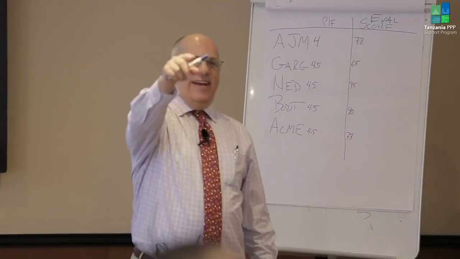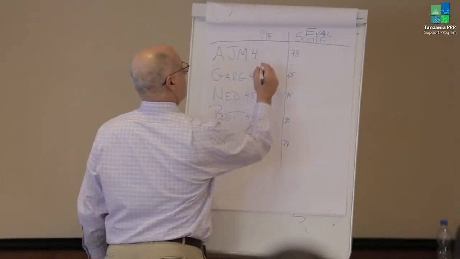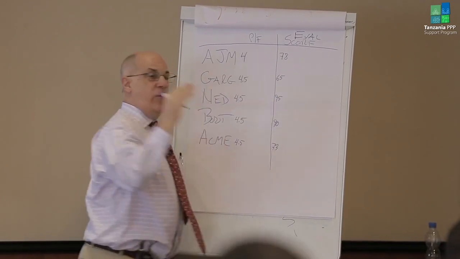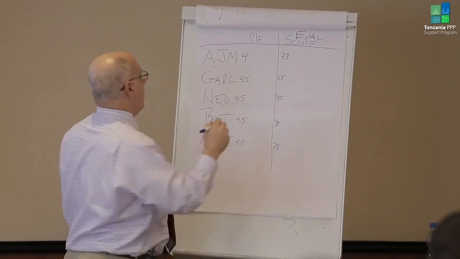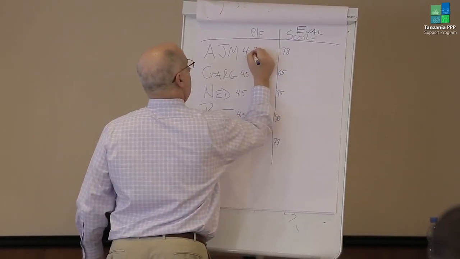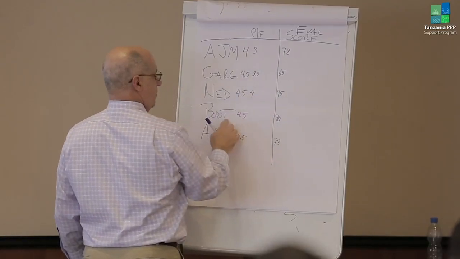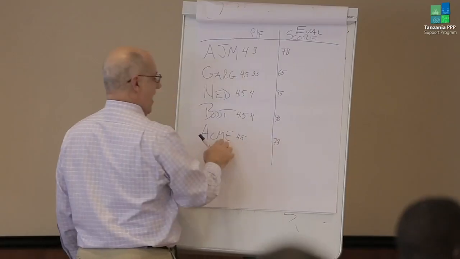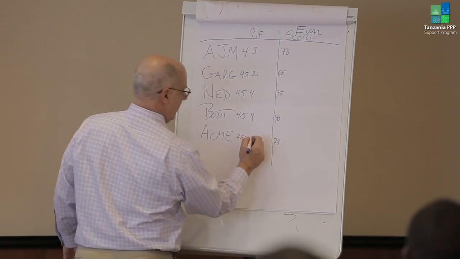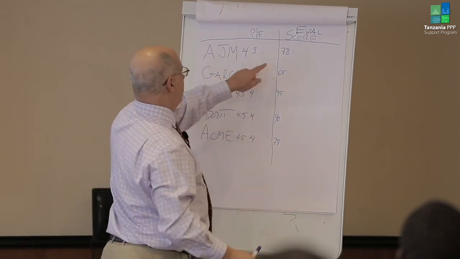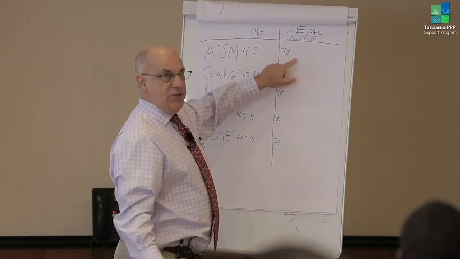Okay. Next table. AGM, the pass-fail is 3. I'm sorry, what was it? 3. 3, okay. Gargantuan? 3.5. Okay. Ned? 4. Okay. Me? 4. Okay. Acme? 4. Okay. Oh, I forgot to do this. Okay, that's all right. What were their evaluation scores?